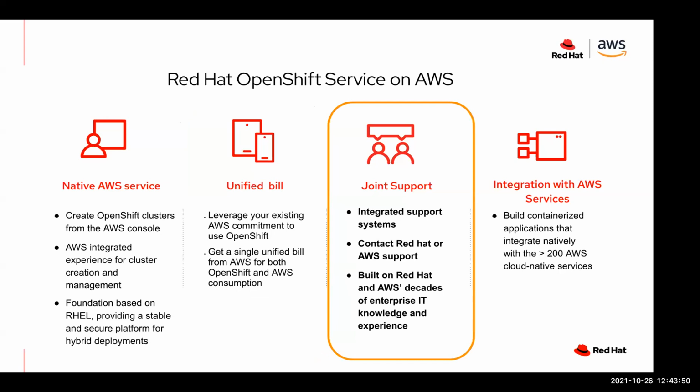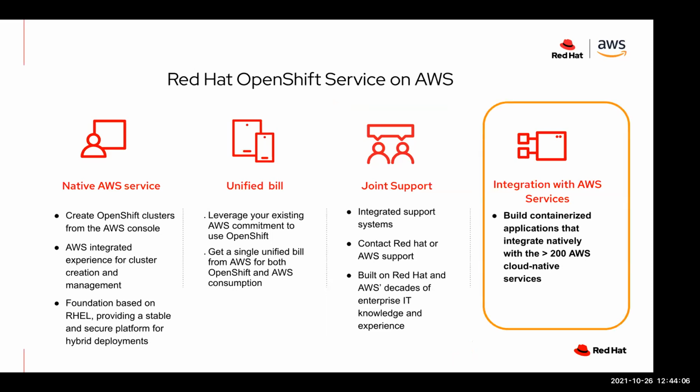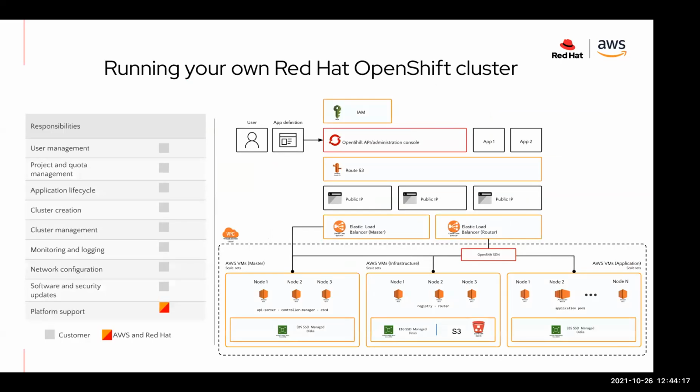The support side, obviously key, having a team to be able to leverage that is both integrated into the platform, but also leverages subject matter experts from the Red Hat team and the AWS team. And then being able to leverage all of those different AWS cloud native services that we've mentioned before, all baked into the platform. And what that really looks like, this is what it looks like to run your own Red Hat OpenShift cluster.